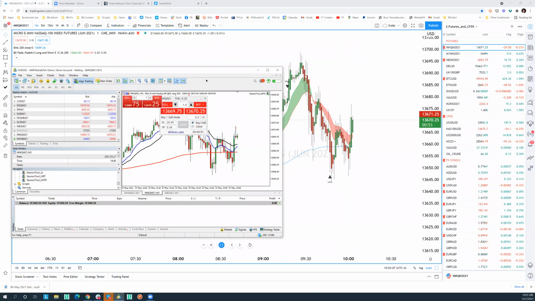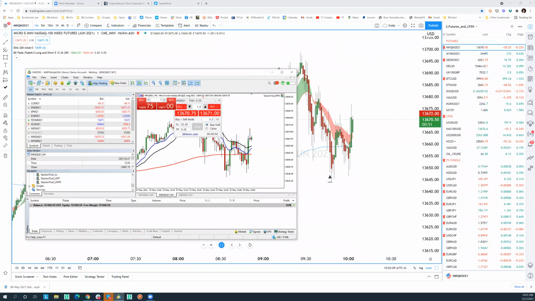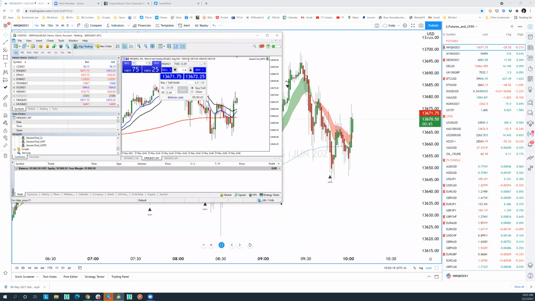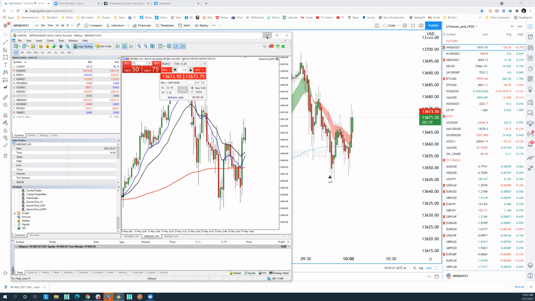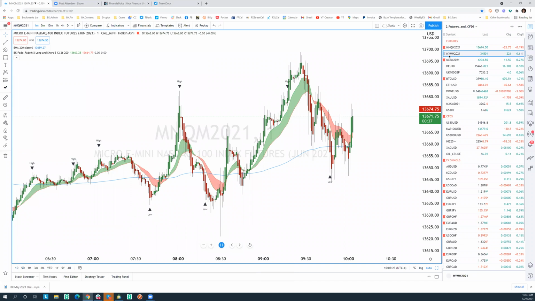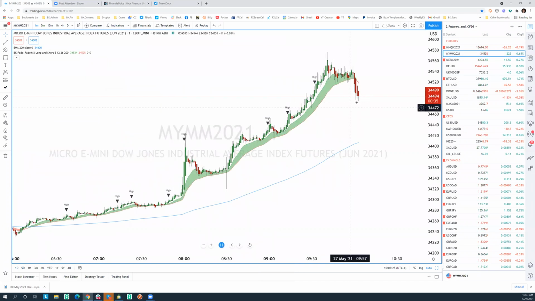Let's see, let me just minimize. Actually, you know what? Let me see how I can do this. So we can do like big screen, and just minimize this. Let's look at what's happening. Well, look at the Dow. Dow just cranking to the downside.